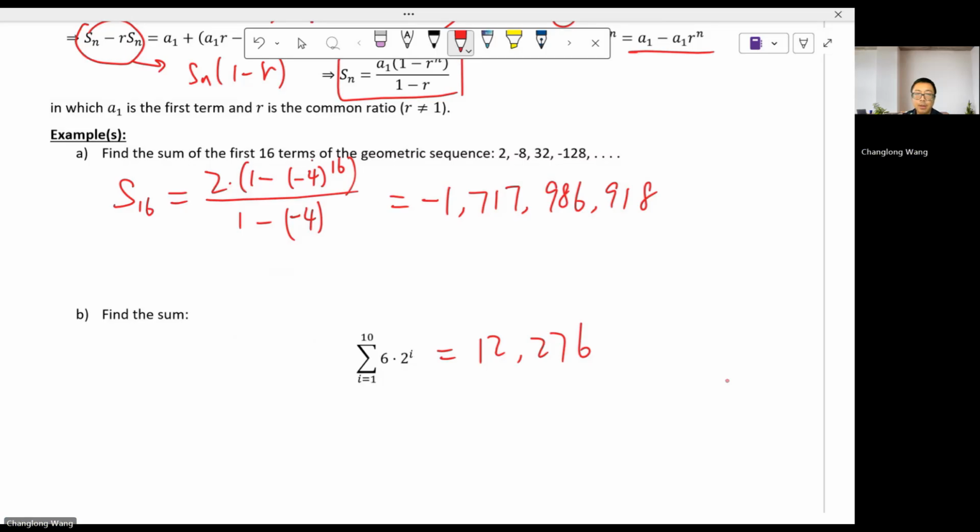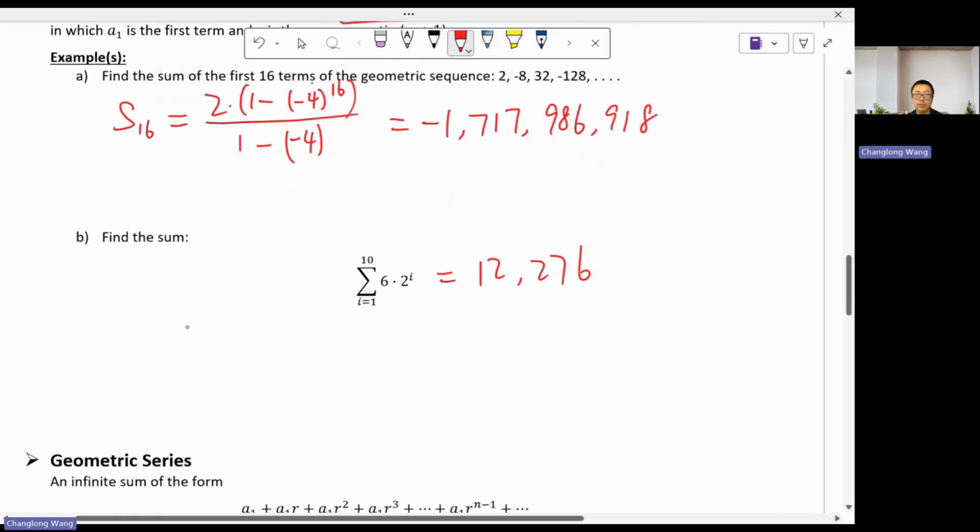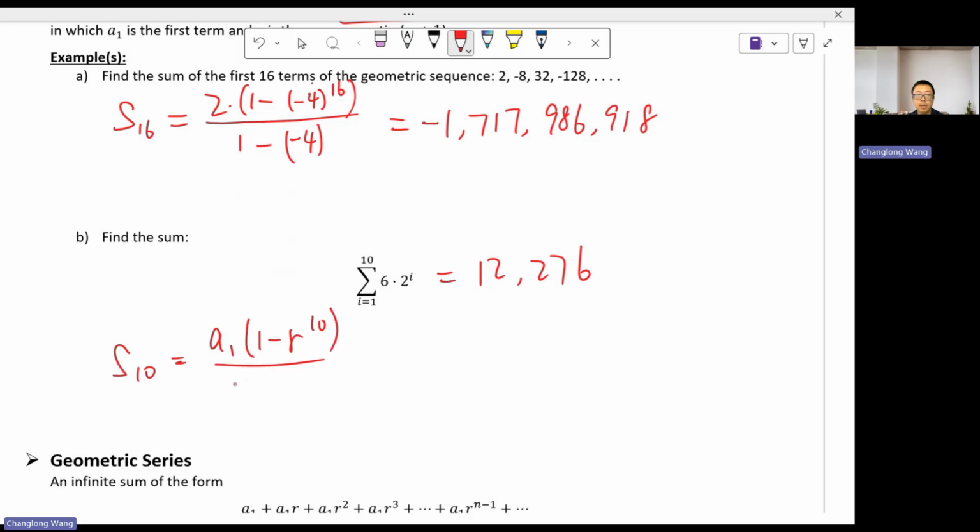12,276. But now let's see how to get that algebraically. So I know that I need to add up the first 10 terms, right? That means I need S sub 10, right? So that will be a sub 1 times 1 minus r to the 10th power divided by 1 minus r, right? Now, what is a sub 1? This is the generic term, a sub i. So when i becomes 1, that's the first term, so it'll be 6 times 2 to the first power, so it'll be 12, right?